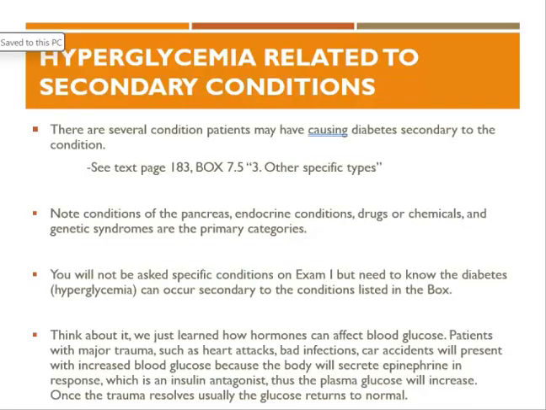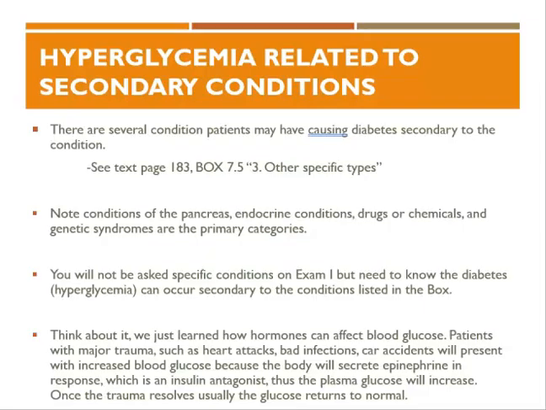Again, these are conditions that usually affect the pancreas, endocrine conditions, or are drug or chemical induced. Those are some of the primary categories that cause other specific types of diabetes mellitus. You may be asked about some specific conditions on exam 1 that cause hyperglycemia secondary to the condition, and those would be those in that third category.